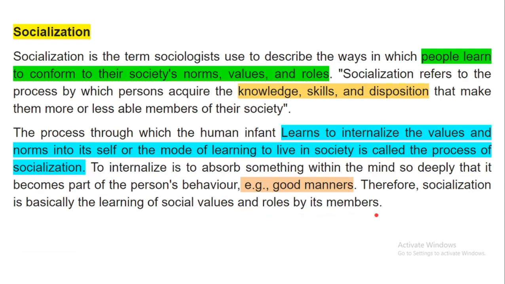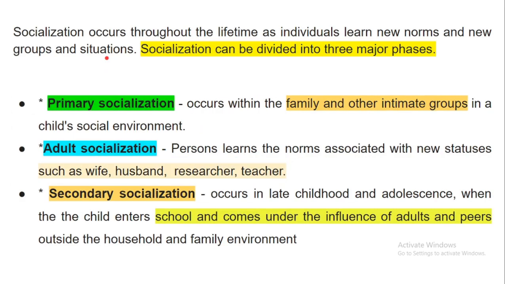So socialization क्या होता है, एक प्रोसेस है जिसमें हम सीखते हैं सोशल वैल्यूज़ क्या क्या है, सोसाइटी का वैल्यूज़ क्या है और रूल्स क्या है from our own members of our own socialization process. Now next, socialization occurs throughout the lifetime. सो सोशलाइजेशन क्या होता है, ये थ्रू आउट लाइफ टाइम हम लोग सीखते हैं. As individual learns new norms and new groups and situation. तो हम लोग नया रूल्स सीखते हैं, नया नॉर्म्स सीखते हैं जब हम किसी नए सोसाइटी से मिलते हैं या नए कुछ लोग से मिलते हैं और सिचुएशन से इंटरेक्ट करते हैं.